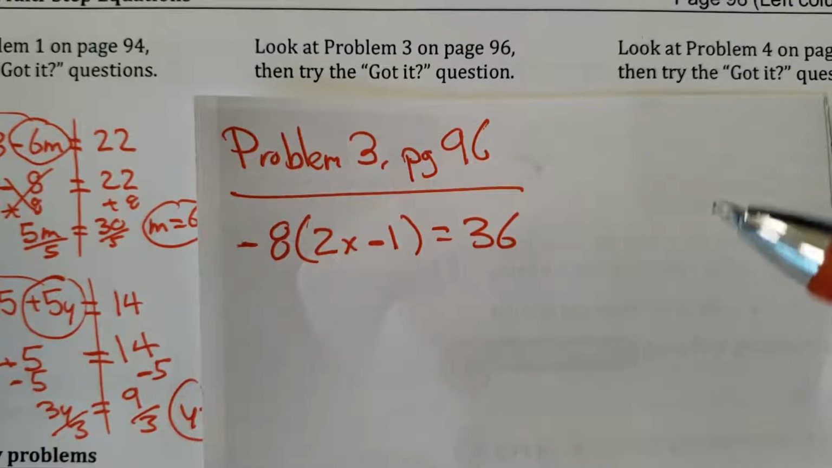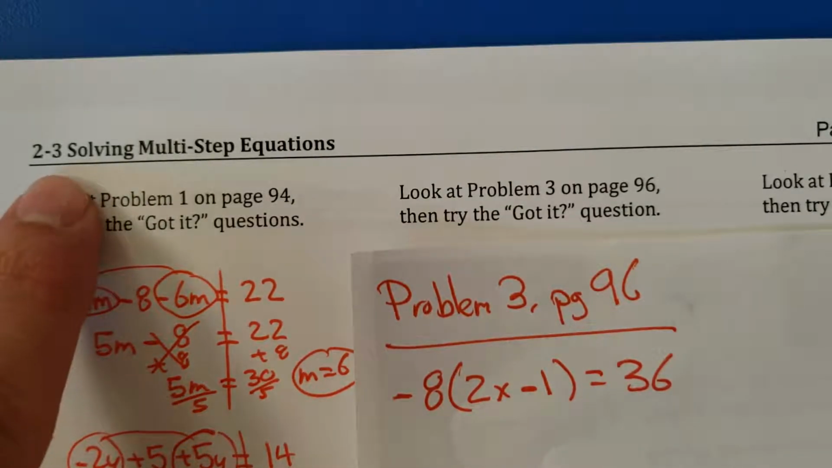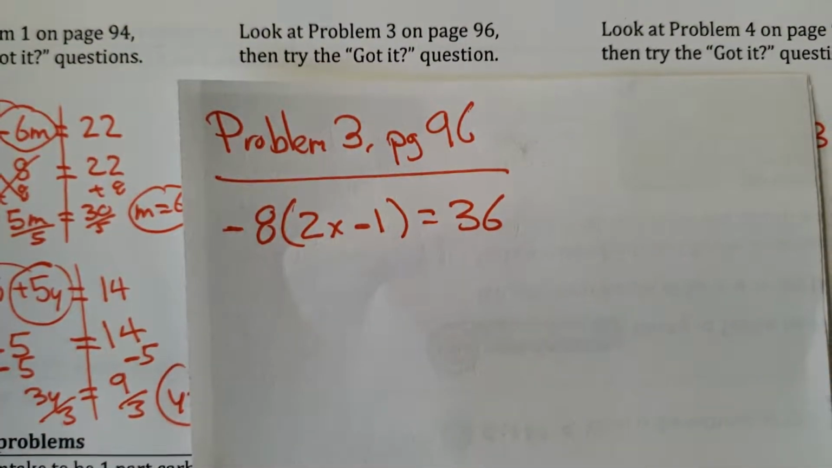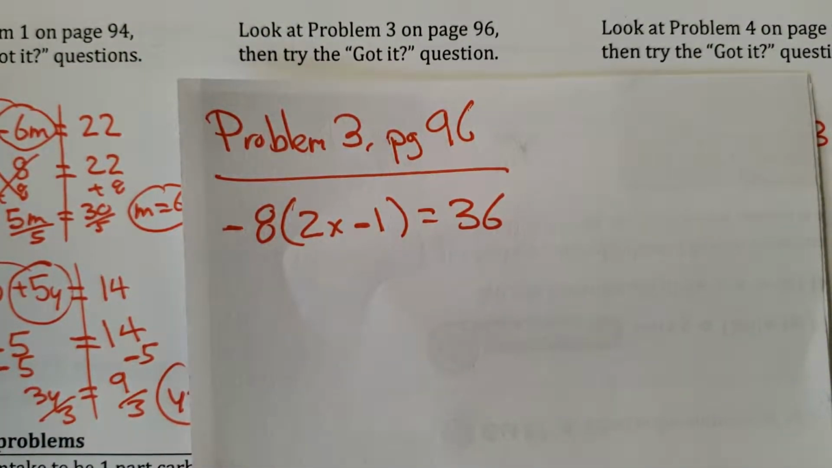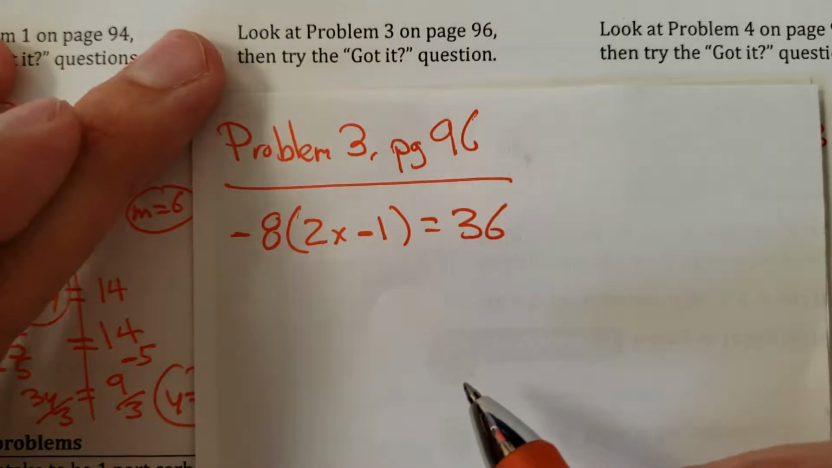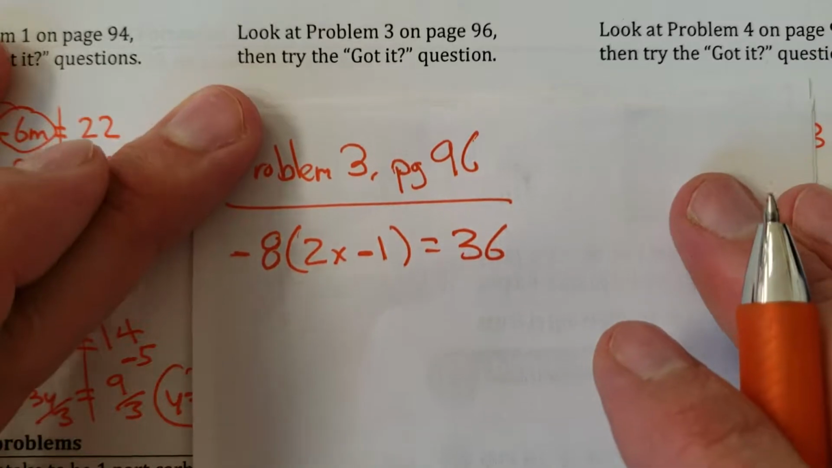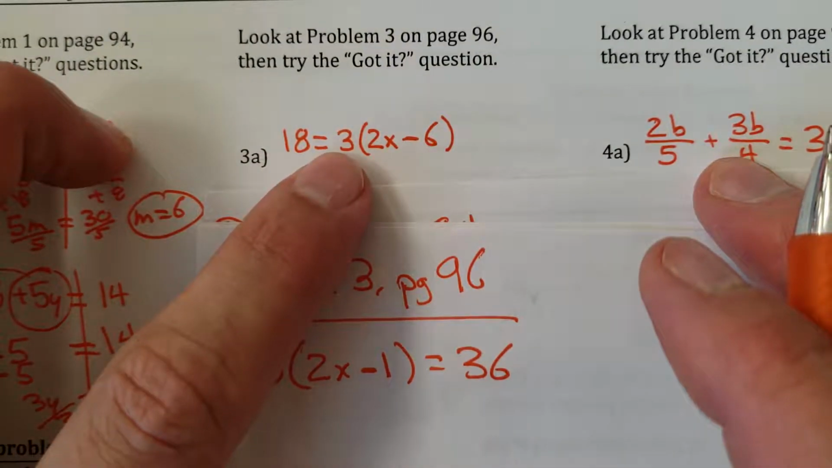Hey, we're back with the 2-3 notes, and we're doing problem number 3 on page 96, and then we're going to knock out the Got It question. So here's problem number 3 on page 96. Copied it down. So let me show you one way. I'll do the same thing again a second time on the Got It question.